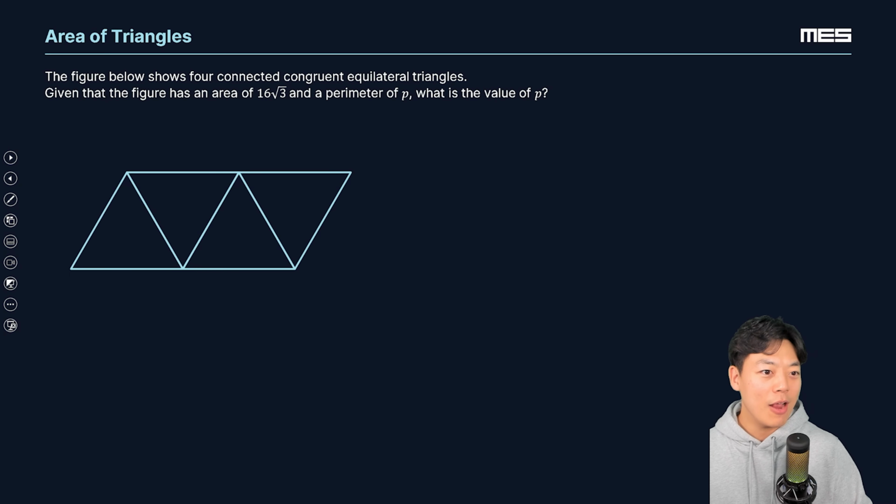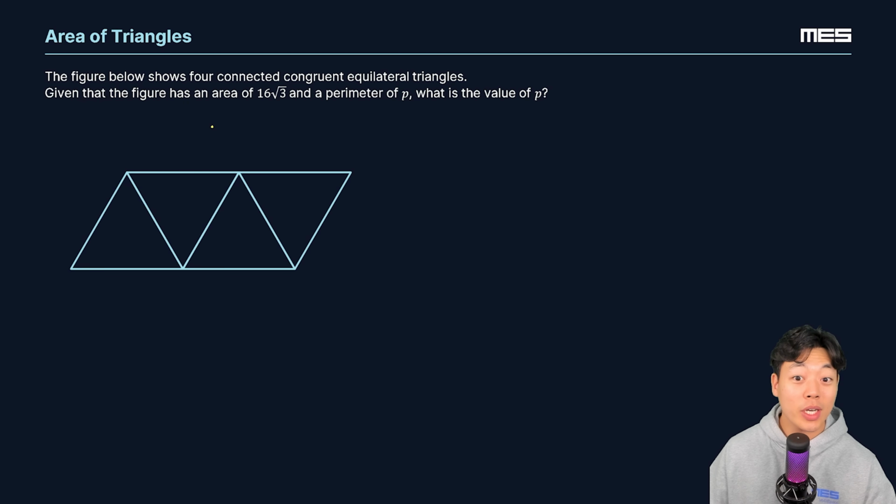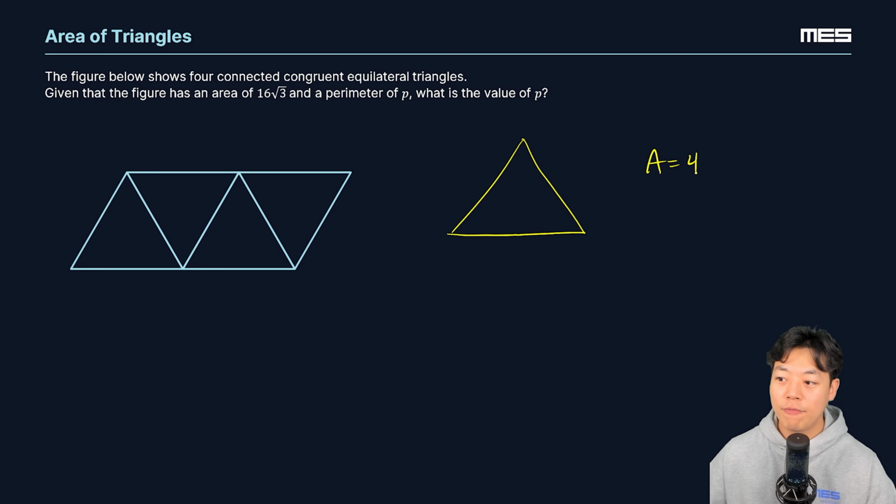All right, another area of triangles. The figure below shows 4 connected congruent equilateral triangles. Given that the figure has an area of 16 radical 3 and a perimeter of p, what is the value of p? So I want to figure out the perimeter of this triangle, and I know that the area of this entire diagram is 16 radical 3. Well, I know that these 4 are congruent. Therefore, the area of just one of them will be 4 radical 3 if I divide 16 radical 3 by 4 to get just one of these triangles.